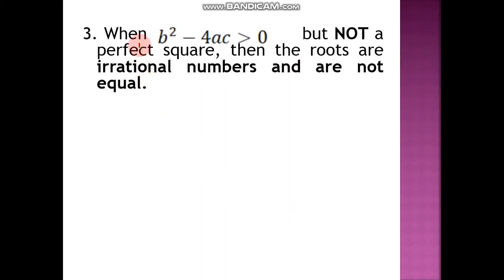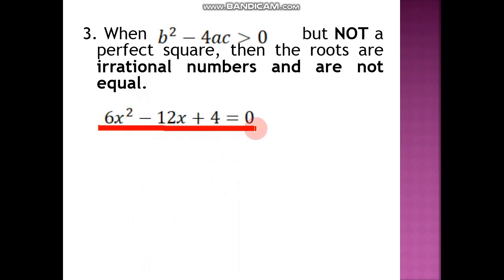Number 3. When b squared minus 4ac is greater than 0 but not a perfect square, then the roots are irrational numbers and are not equal. Let's find the discriminant and nature of the roots of this example. 6x squared minus 12x plus 4 equals 0. And this given example is in standard form. a is 6, b is negative 12, and c is 4.